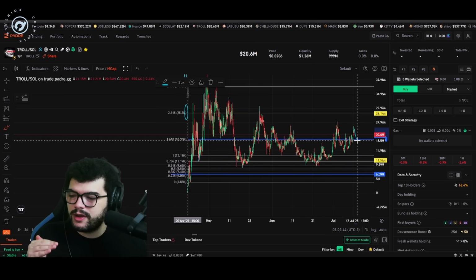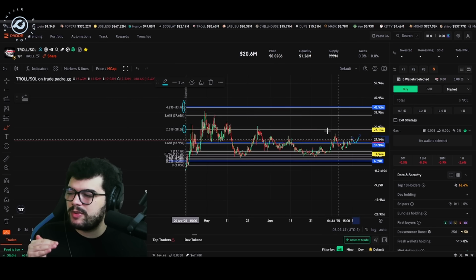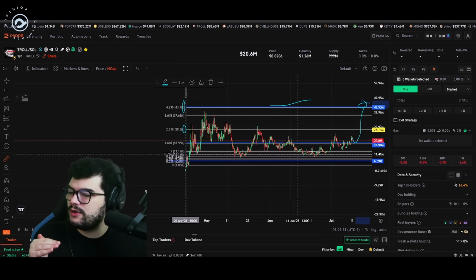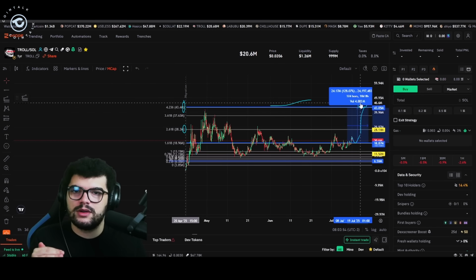Look, I think it's going to turn into support here. If it does, you can re-enter and you can expect the 4.2 line to get hit again. And you can trade this again and make an extra double on your money.